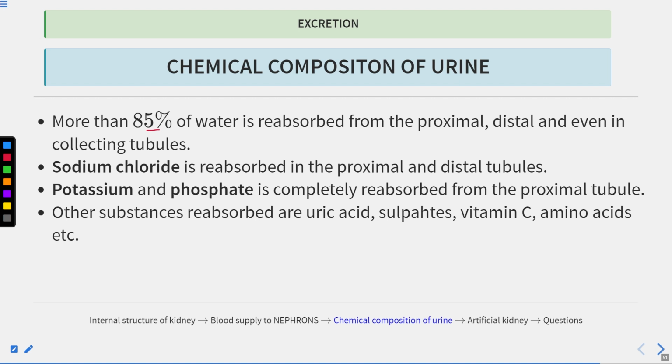Now more than 85% of the water is reabsorbed from the proximal, distal and even the collecting tubule. So where does water absorption take place? It takes place in the proximal convoluted tubule, distal convoluted tubule and in the collecting tubules. Sodium chloride absorption is done in the proximal as well as the distal convoluted tubule. Potassium and phosphate are completely reabsorbed from the proximal convoluted tubule, and other substances that are reabsorbed are uric acid, sulfate, vitamin C and amino acids. These are also absorbed during the formation of the urine.